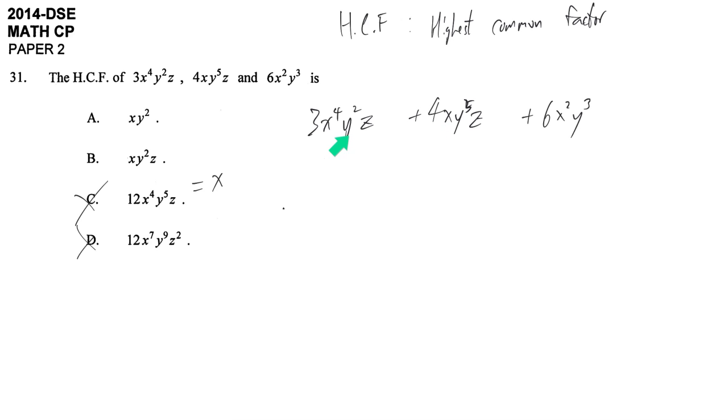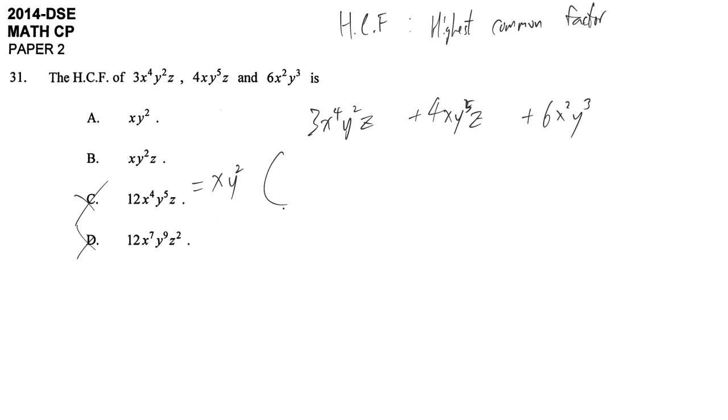After that, we check y. Y power 2, power 5, power 3. That means from each term, I can at most take out power 2, because it's limited by this term. So this is y squared. And then c, we have c here, we have c here, but we don't have c here. So c is not a common factor. It's not common because it does not exist in the last term.